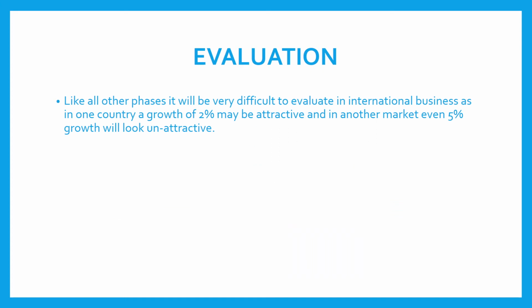Coming to the evaluation, monitoring and regulation from deviation is important. Like all other phases, it's very difficult to evaluate an international business. As in one country, a growth of 2% may look attractive, and in another market, even 5% growth will look unattractive. Measuring and driving towards a singular measure such as purchase price variance often leads to higher overall costs that are invisible in traditional accounting systems.